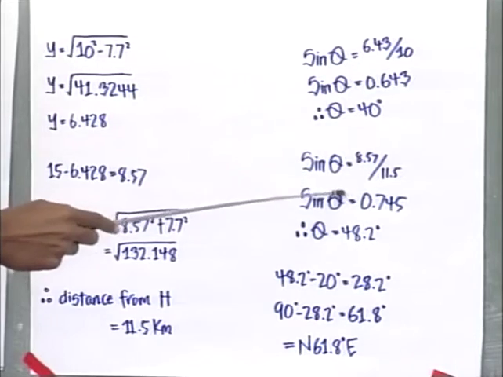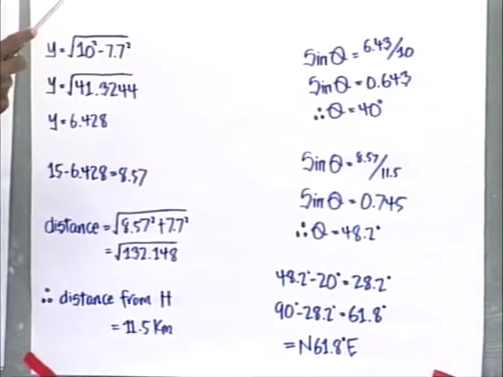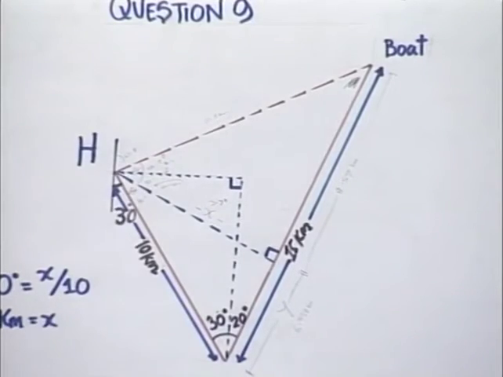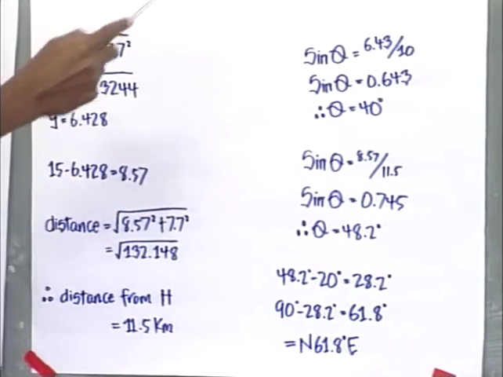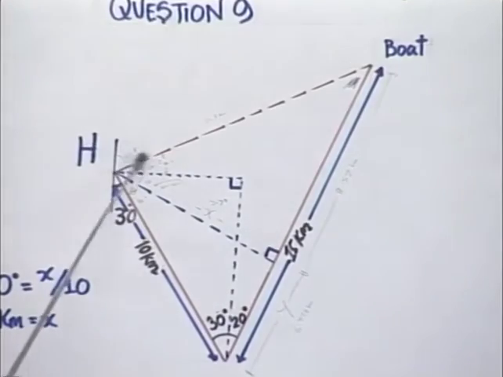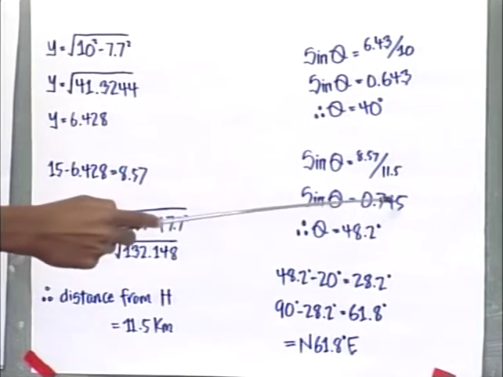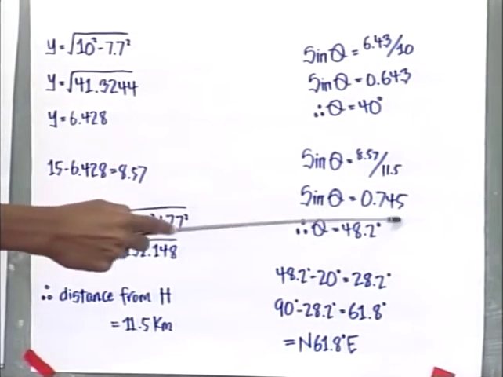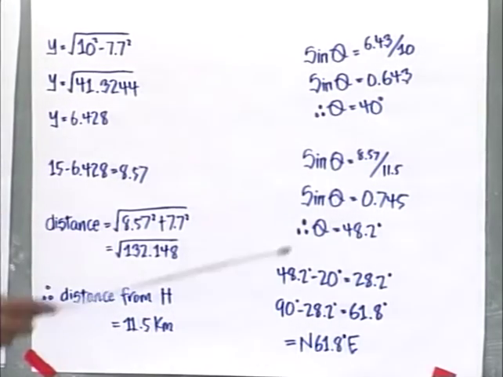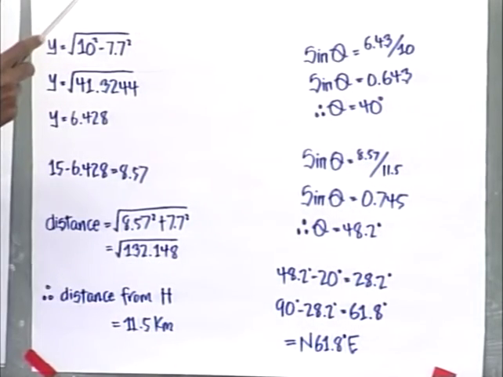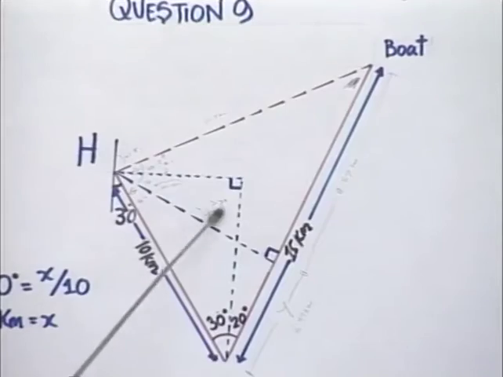Also sine theta, we use it in this situation, is opposite 8.57 kilometers over the hypotenuse 11.5 kilometers. We get sine theta is equal to 0.745. We convert it, it will become theta is equal to 48.2 degrees. So that's this angle.